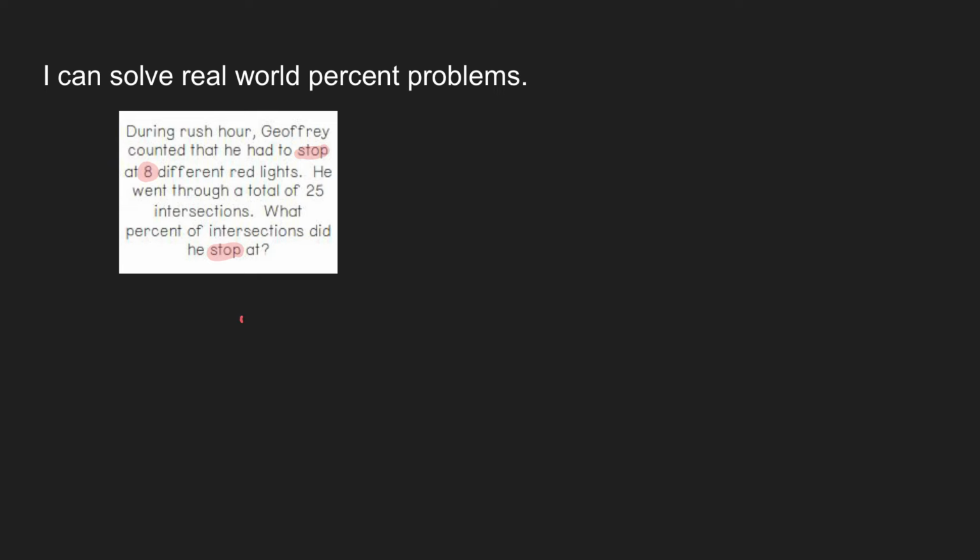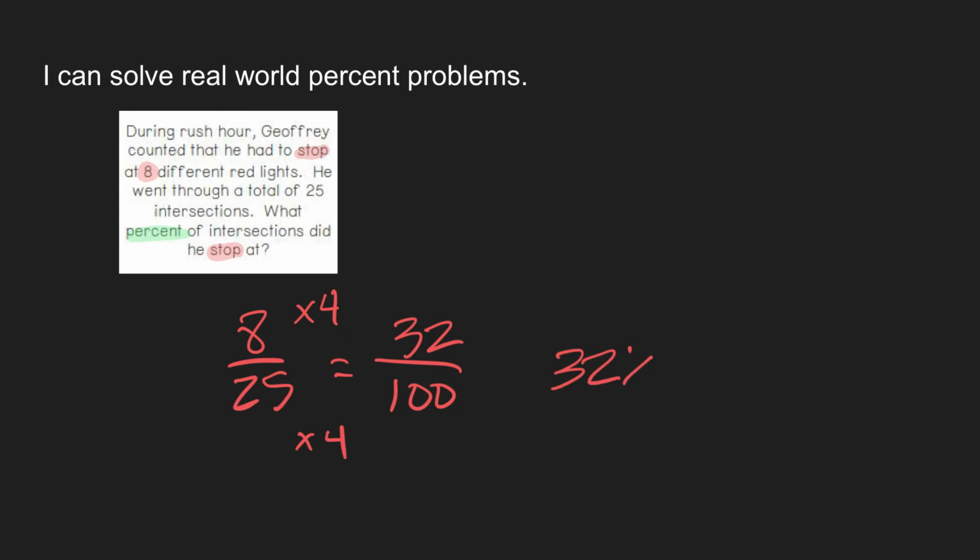So if we had 8 out of 25, but we want a percent, right? We're looking for percent. I would say, well, it needs to be out of 100. And hopefully we know 25 times 4 is 100. So I'm going to do 8 times 4, and I believe that is 32%.